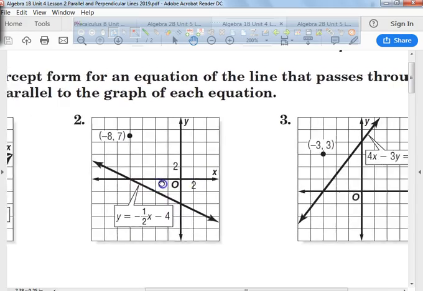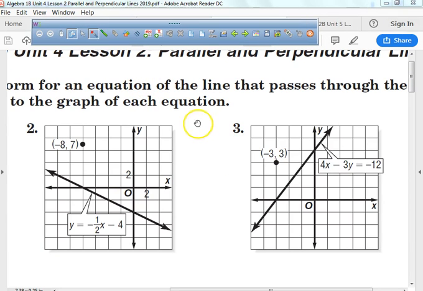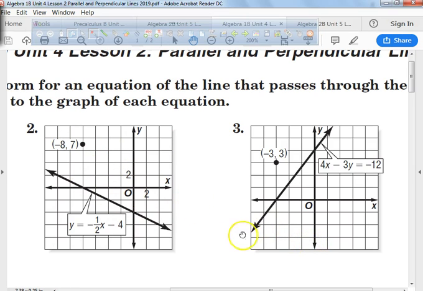Alright, so we'll do number 2. I want you guys to go ahead, take a few moments, pause the video. I want you guys to go ahead and see if you guys can find the line that goes through that point right there. Alright, this one's a little bit trickier.